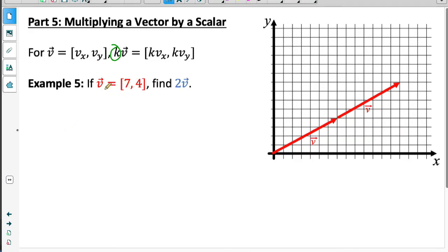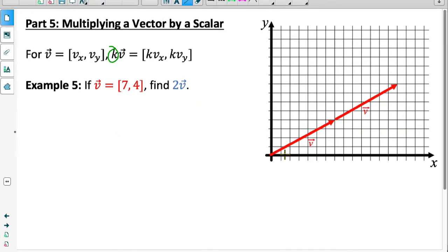So if vector v is vector 7, 4, right, the position vector 7, 4, tail at the origin, tip at the point 7, 4, let's find 2 times vector v. Well, remember, 2 times vector v is in the exact same direction as v, but double the magnitude. So that means its x component is going to be doubled and its y component is going to be doubled. So let me give you a visual demonstration of this.